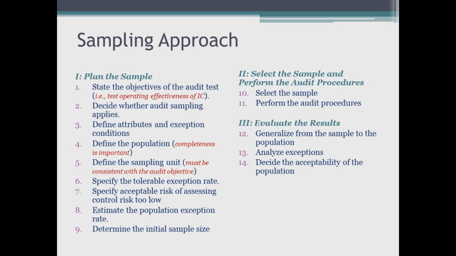So if you're testing for occurrence of recorded sales, for example, your sampling unit is going to be duplicate sales invoices. If you're testing for occurrence, you want to ensure that all sales recorded in the sales journal are for valid sales that actually occurred. So you're going from the sales journal to the shipping documentation, to the support. That's the direction you're going in. So your sampling unit then would be a sample of sales or duplicate sales invoices.